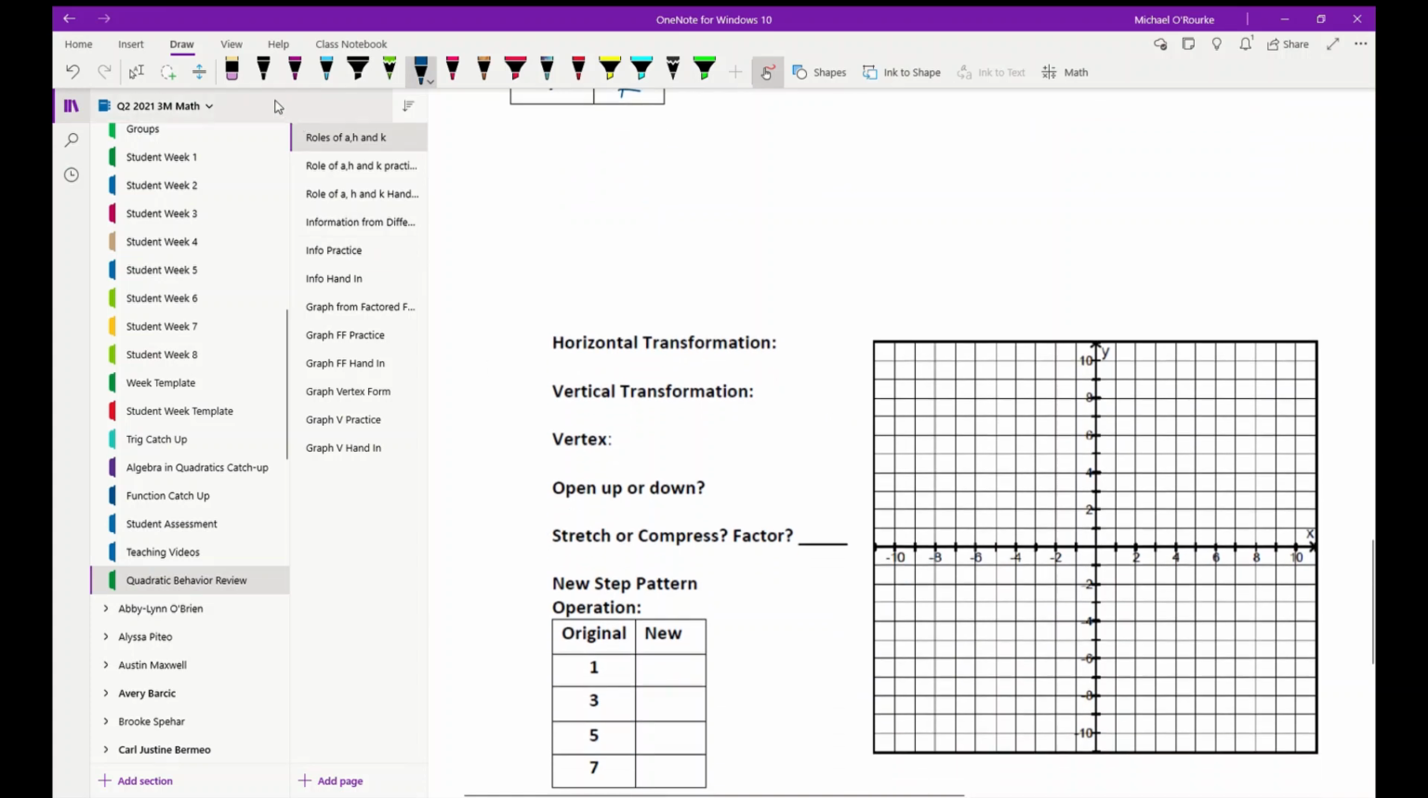Let's do one last one. Let's go y = 4x² - 2. Okay, horizontal. It's inside the brackets, and there's nothing inside the brackets here, so there's going to be no horizontal change. My vertical is the plus number here, so it's going to be -2. So there's my vertex right there.